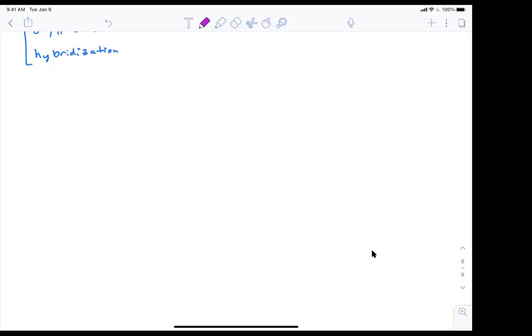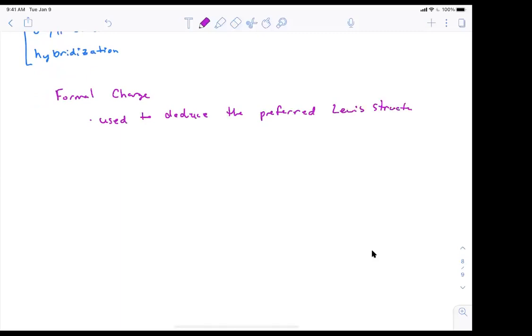Okay. Formal charge is used to deduce the preferred Lewis structure when multiple possibilities exist.